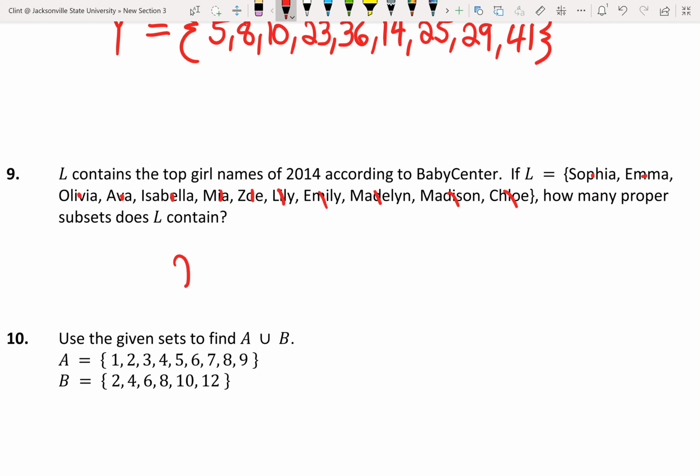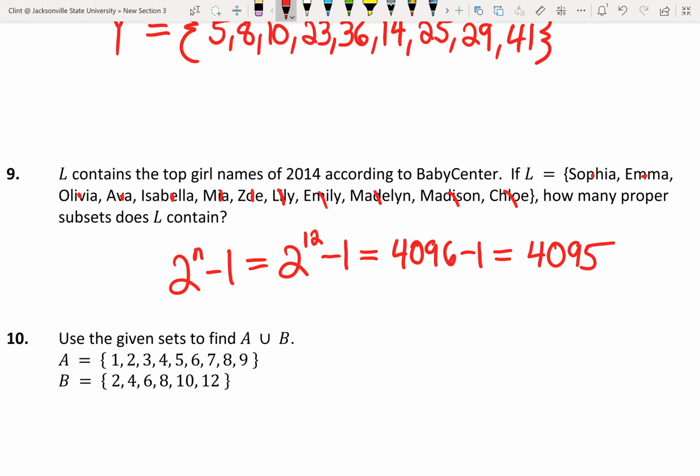So for proper subsets, it's going to be 2 to the n minus 1. So n is 12 because we have 12 elements. And then if we go to our calculator, 2 to the 12 is going to be a big number. It's 4,096. We got to do minus 1 because it says proper subsets. So we have 4,095 proper subsets. Okay. If it just said subsets, it didn't say proper, then it would be 4,096. Right? But when it says proper subsets, you've got to subtract 1.